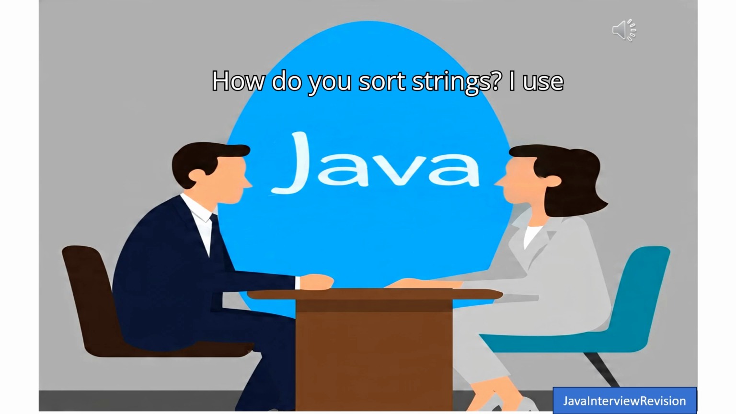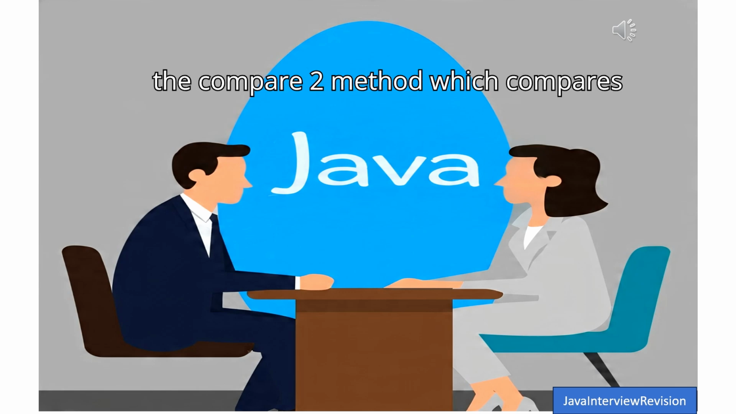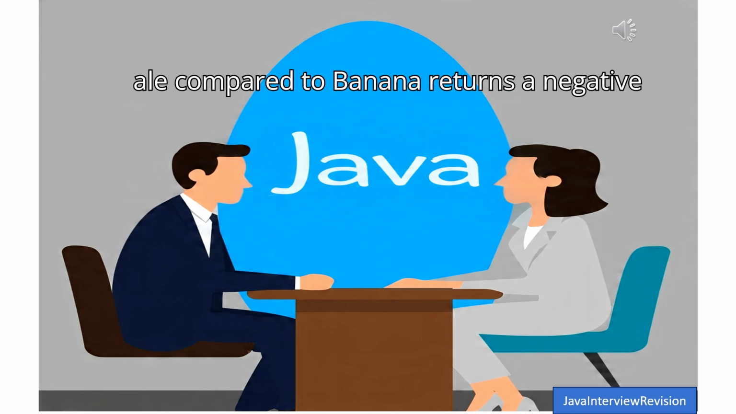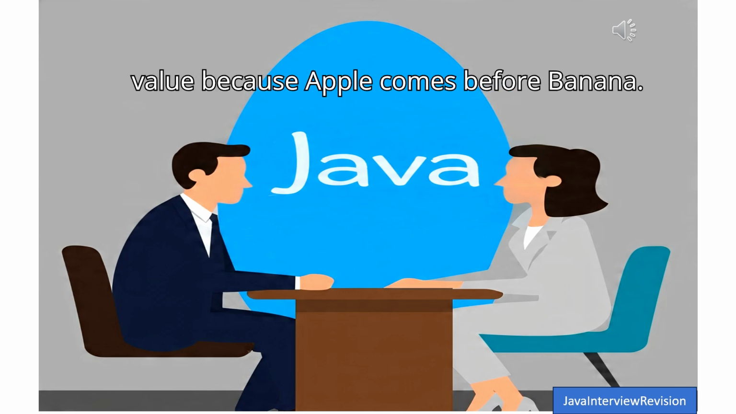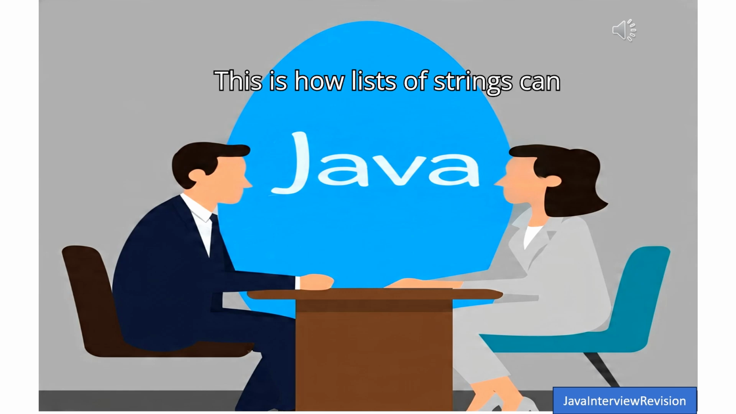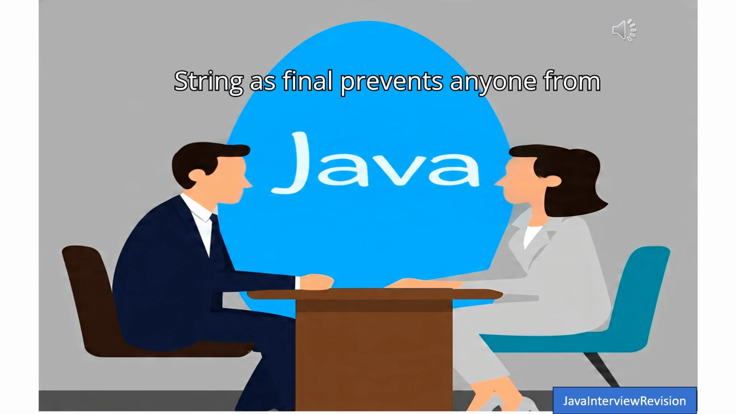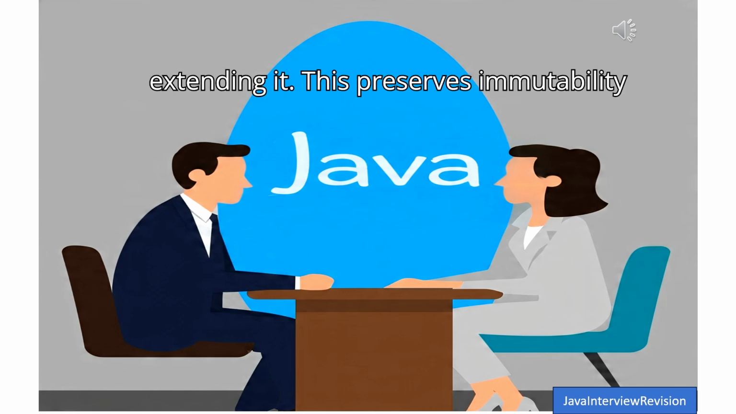How do you sort strings? I use the compareTo method, which compares strings lexicographically. For example, "apple" compared to "banana" returns a negative value because apple comes before banana. This is how lists of strings can be sorted alphabetically. Why is string declared as final? Declaring string as final prevents anyone from extending it.